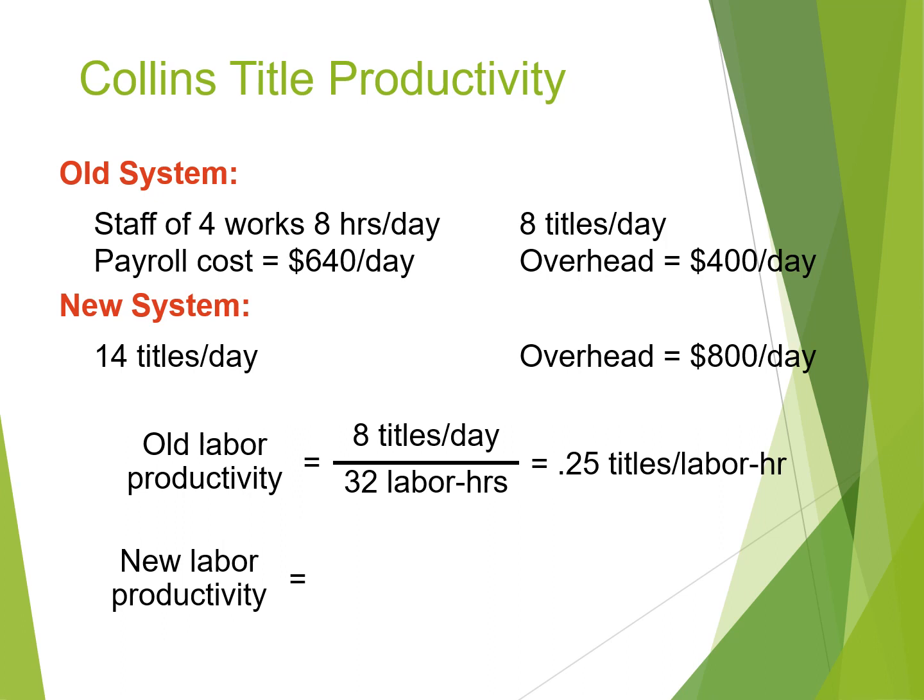So here the old system, being 8 titles per day divided by 32 labor hours, computes to 0.25 title per labor hour. Okay, and this is the old labor productivity formula. Under the new system, it is computed by dividing 14 titles per day by the 32 labor hours, which is equal to 0.4375 titles per labor hour.